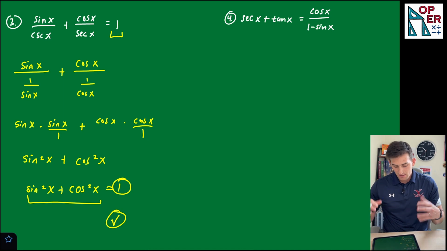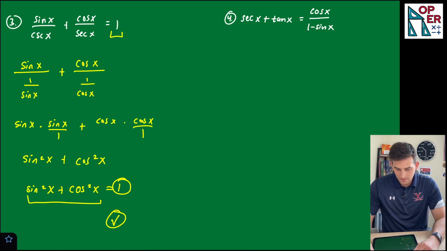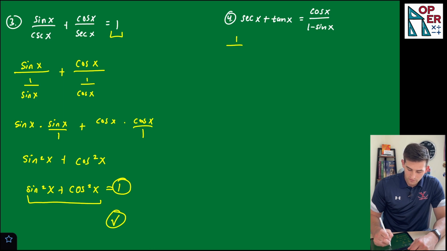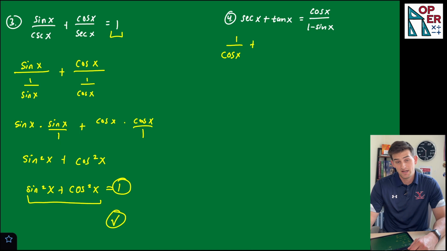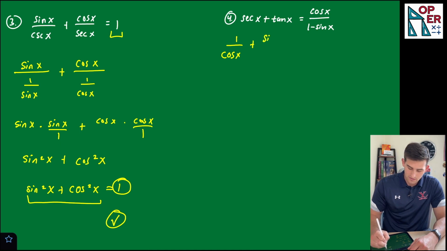Okay? All right, last one, number 4. We have secant of x plus tangent x is equal to cosine x divided by 1 minus sine of x. So let's take secant x plus tangent x and try and make it be equal to cosine of x over 1 minus sine of x. Well, we know secant of x would be 1 over cosine of x, and tangent of x is sine of x over cosine of x.